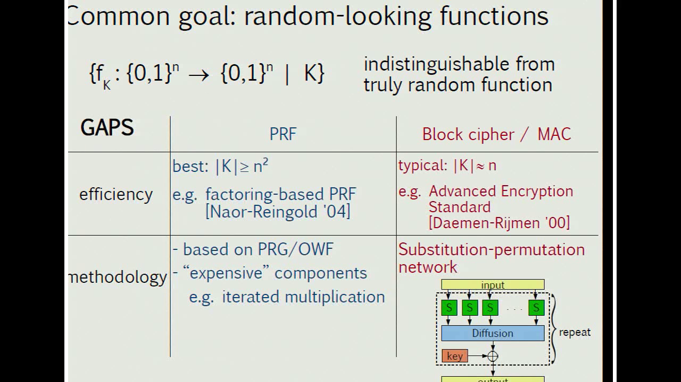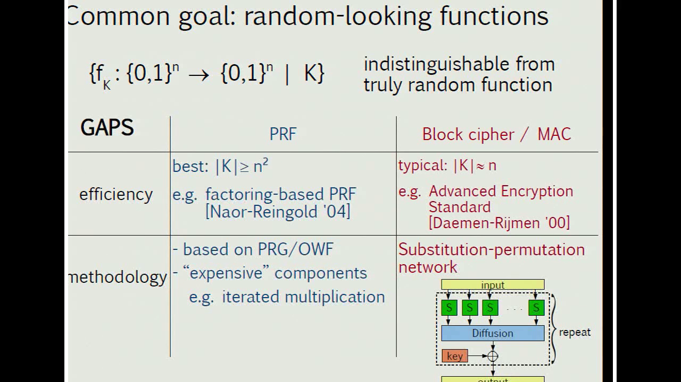The most efficient pseudorandom function is the one due to Naor and Reingold, which is based on the hardness of factoring, and indeed they have a key length which is quadratic in the input length. In contrast, typical block ciphers, including AES, the Advanced Encryption Standard, have a key length which is roughly equal to the input length. In AES, the longest key length is twice the input length. This parameter is important because it's a lower bound on the efficiency of computing these algorithms. If your key length has size n squared, you need to process the whole key, and your algorithm is going to take time n squared.